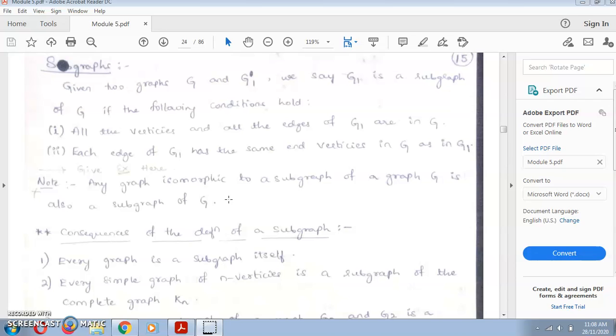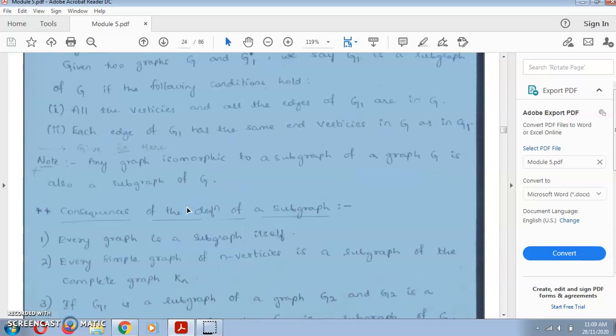So if these two conditions hold, then we say that the given graph is a subgraph of G. Here is an example given here. Any graph isomorphic to a subgraph of graph G is also a subgraph of G. So if any isomorphic graph is there, then it is a subgraph of graph G.